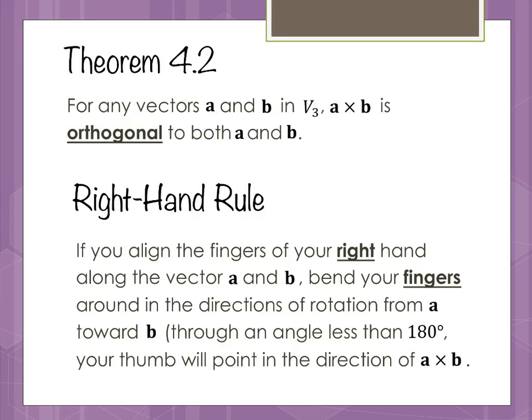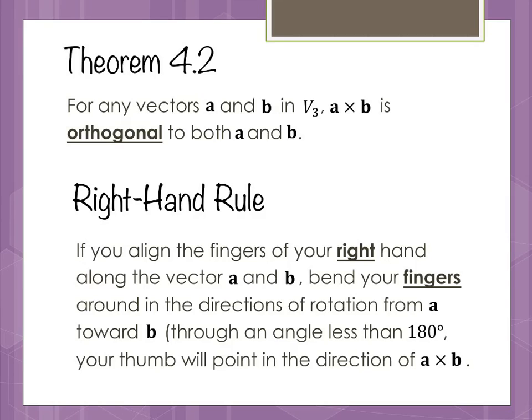And the right-hand rule tells you how you figure out the direction. So if you align your fingers of your right hand, it is important to be a right hand, this is the right-hand rule, along the vector A and B, and you bend your fingers around in the direction of rotation from A towards B. So initially your hand, if you sort of have it open, your fingers are pointing out in the direction of A, and your hand or your arm that's coming back at you is in the direction of B. And then if you curl your fingers around towards B, as long as you're rotating through an angle less than 180 degrees, then your thumb will point in the direction of the orthogonal vector to both of the vectors that you were working with to begin with. It's kind of like putting your hand along like the XY axis.